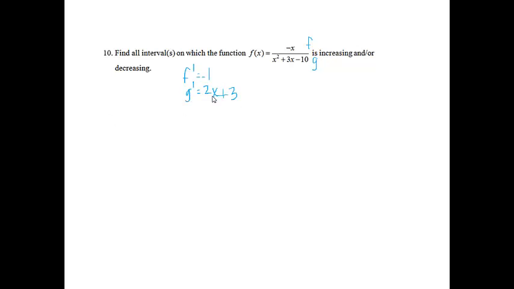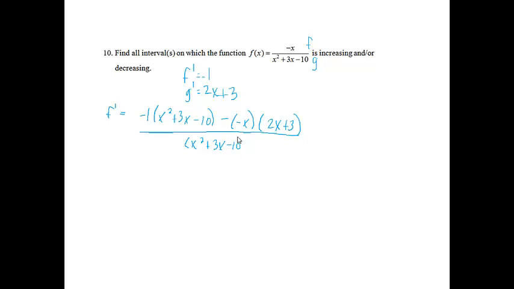So now taking the derivative, we'd have f prime times g, so negative 1 times x squared plus 3x minus 10, minus f times g prime, and then all over g squared. So x squared plus 3x minus 10 squared. Okay, simplifying the numerator, we're going to have negative x squared minus 3x plus 10. And then the minus negative x actually will become plus x. And when I distribute that, I'll get plus 2x squared plus 3x. It's all over x squared plus 3x minus 10 quantity squared.